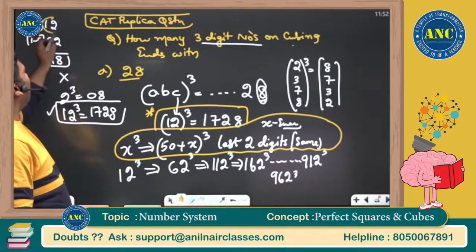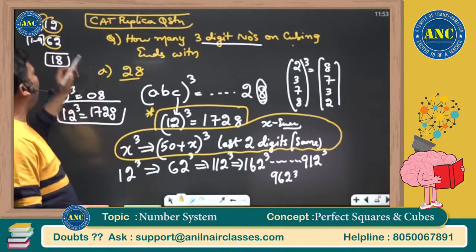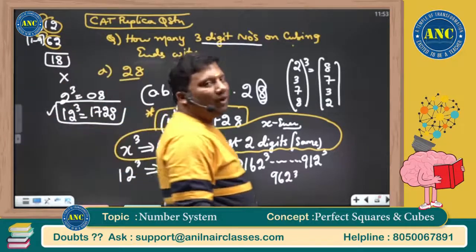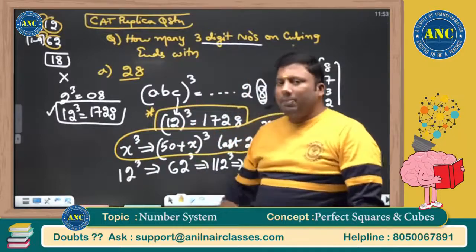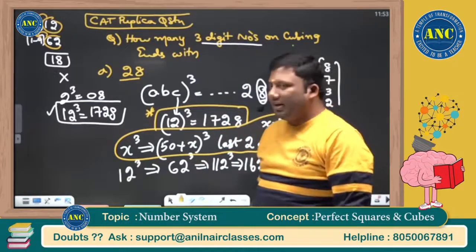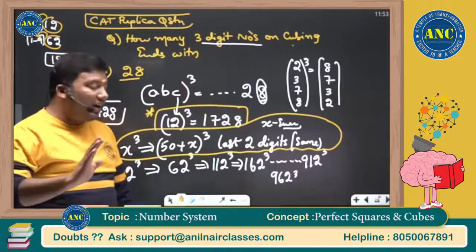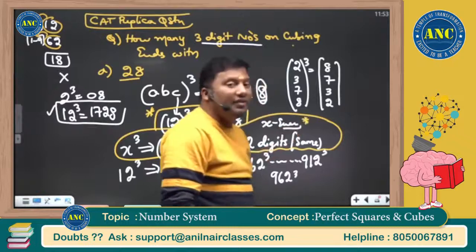So I got the lowest two-digit numbers 12 and 62. Because it is a three-digit number, hundreds place can move from 1 to 9. 9 plus 9 is nothing but 18. I hope the idea is clear. We are discussing the logic where x is an even number.